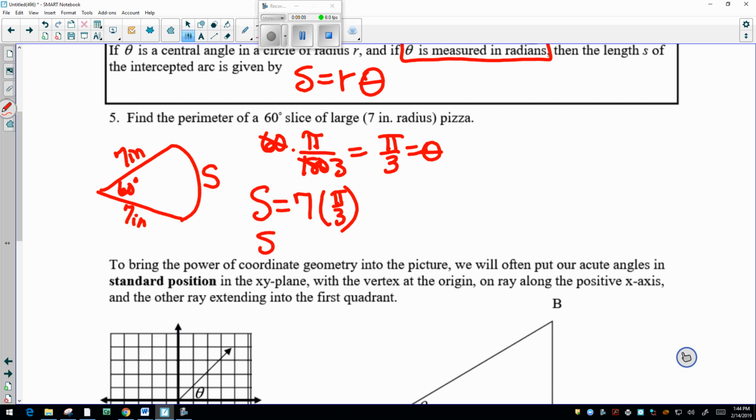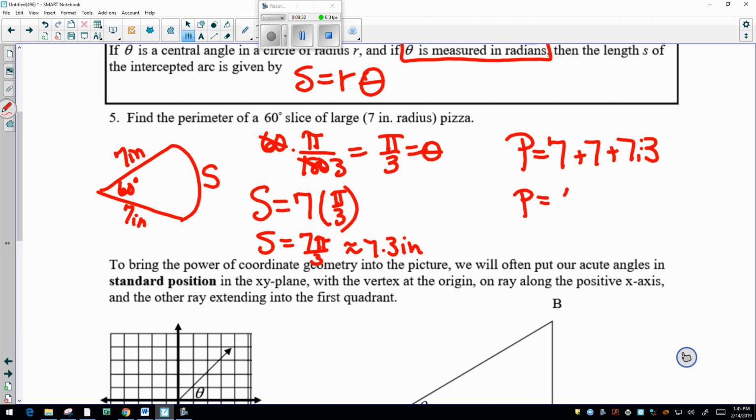So we could get a decimal form. We could keep this as 7 pi over 3. It's up to you. It turns out to be approximately 7.3 inches if we did the conversion. And so our perimeter, we're just going to add up all the sides. So I have 7 plus 7 plus 7.3. And when we simplify, I can get somewhere around 21.3 inches for our perimeter. So that was just using that arc length formula.